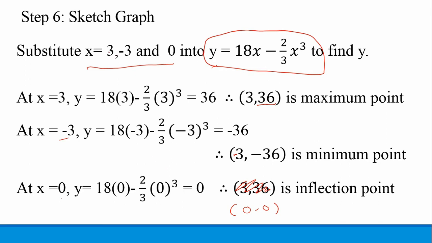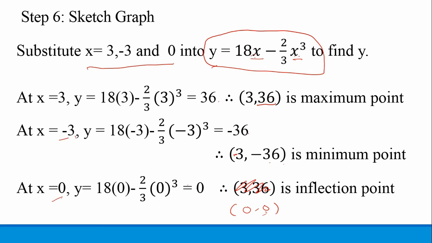I just substitute 3 into this one and this one, and I get 36. I substitute negative 3 into this one and this one, and it becomes negative 36. And when I find the point for x equals 0, I put 0 here, I put 0 here, and it becomes 0. So I get 0, 0. So you have 3 points: 3, 36; negative 3, negative 36; and the other is 0, 0.